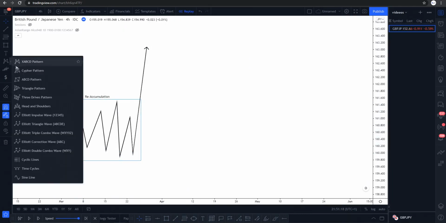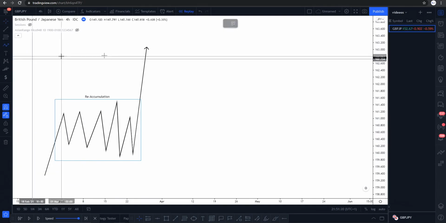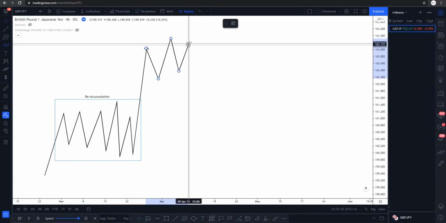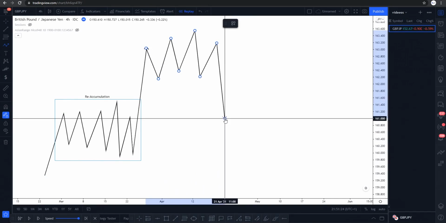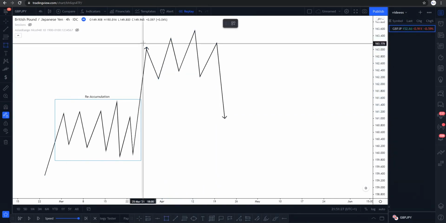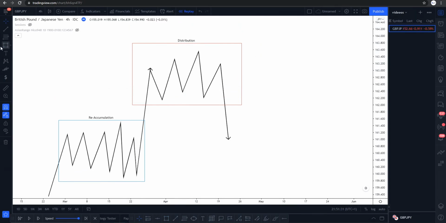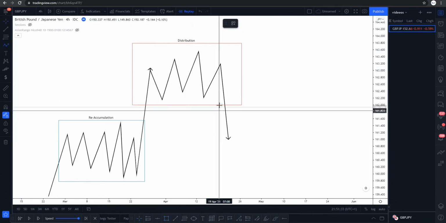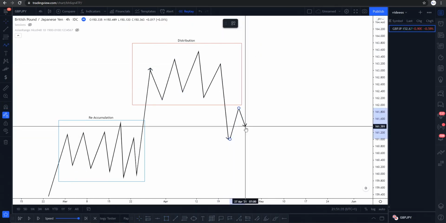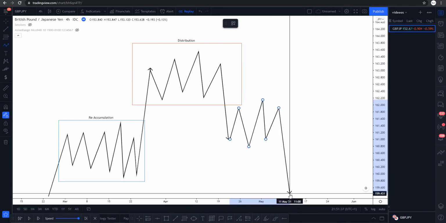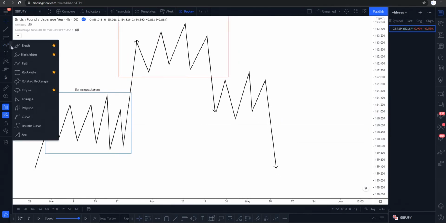And a distribution would be this right over here. Let's say price decides to distribute, and then it goes down. This is called a distribution. We see that price consolidated, but it was followed by a nice move down. But then what if we see something like this happen right after? After a deep move down, we see another consolidation and then another move back down. Well, that would be your redistribution.